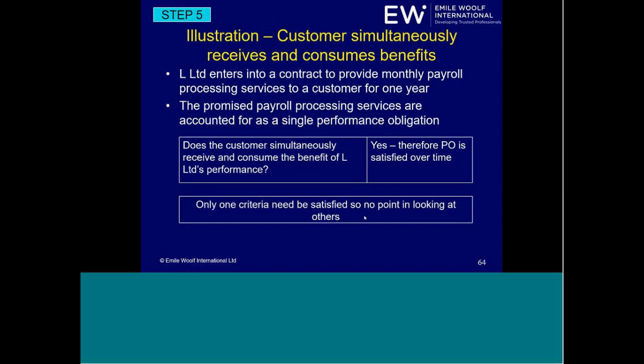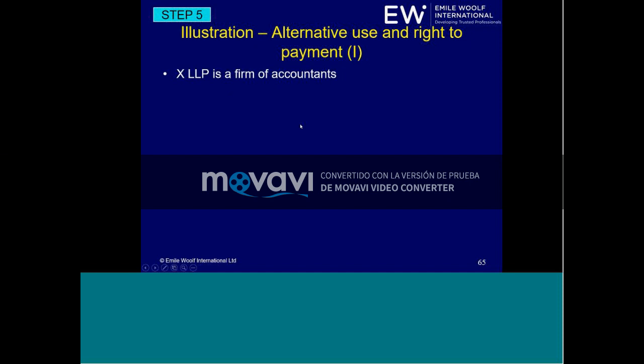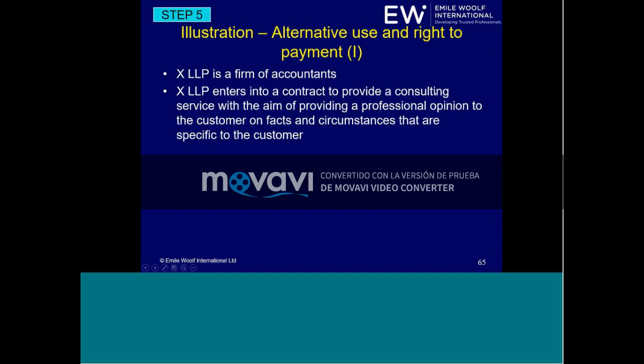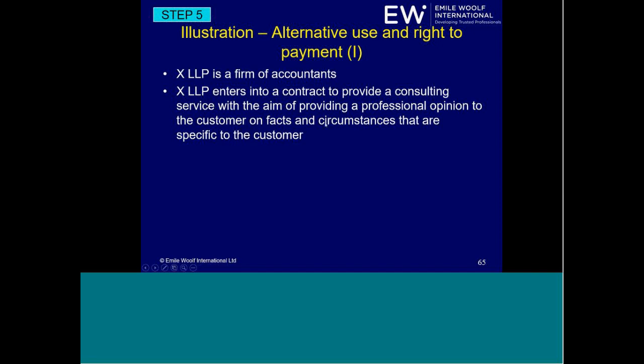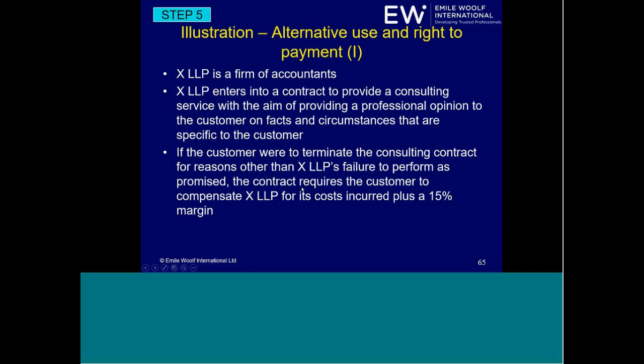X, a limited liability partnership, a firm of accountants, enters into a contract to provide some sort of consulting service with the aim of providing a professional opinion to the customer on facts and circumstances that are unique, specific to that customer. It terminates the consulting contract for reasons other than failure to perform. There's a piece of work which is useless to anybody else, but the contract requires the customer to compensate for costs plus a margin. It's consistent with the margin that I typically expect to earn on contracts.